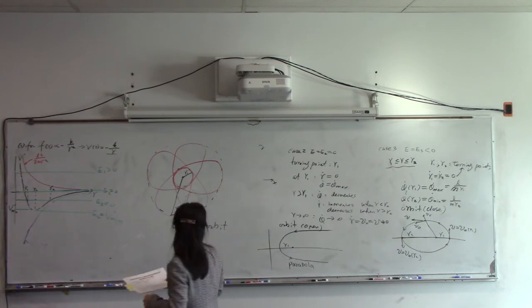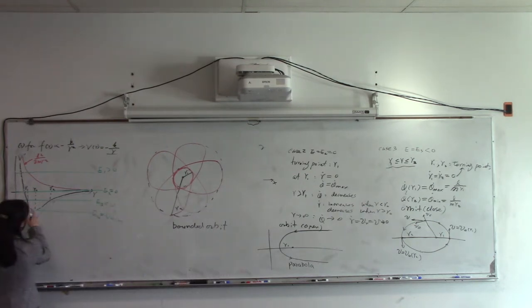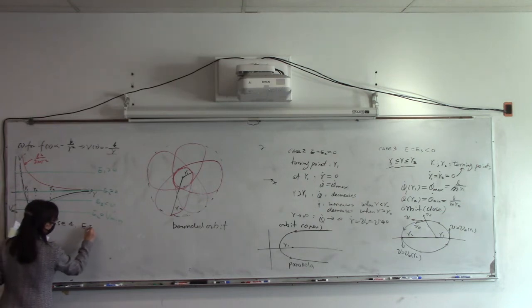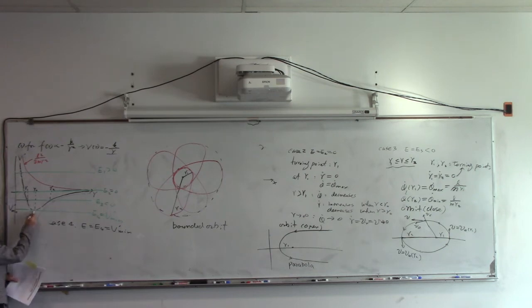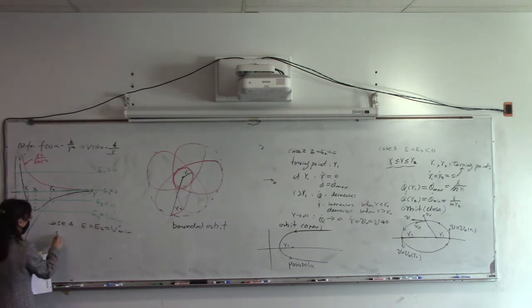Okay. Now we go to the next, case 4. Case 4 is simple, so the energy is just equal to E4, which is the minimum of V prime. At the minimum, there's only this one point, because this is R naught, right? When R is larger or smaller than R naught, in all cases the energy is lower than V prime, so that is forbidden.